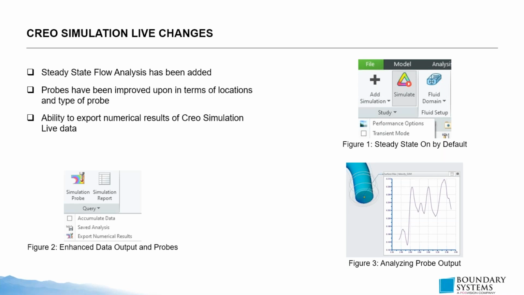So now we have steady state flow analysis added. So essentially, we can look at what our results will be given infinite time. So how this will reach equilibrium. And we're able to see those results much more quickly than just running a transient analysis and letting it run for a very, very long time.